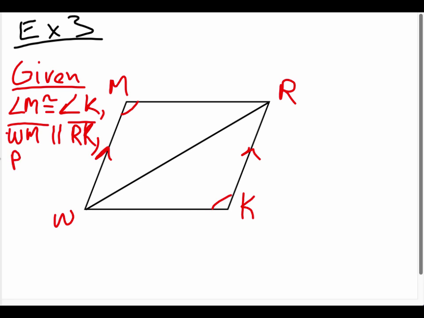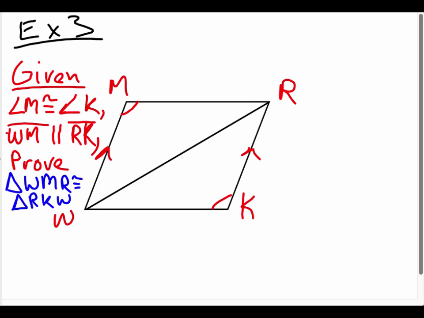And then they want us to prove triangle WMR is congruent to triangle RKW. And this is the section of angle side. Okay?